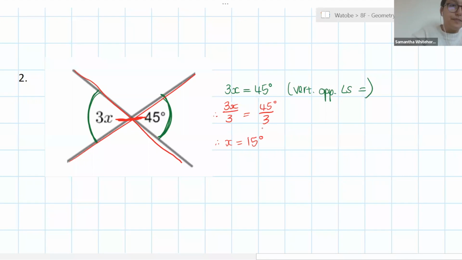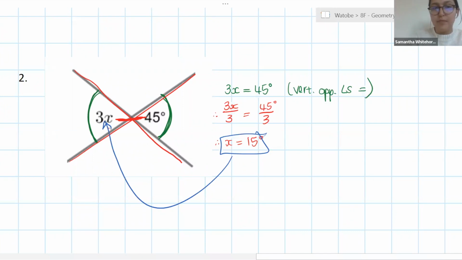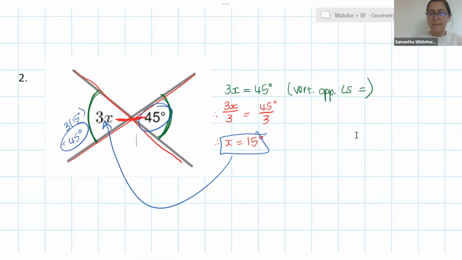Now, again, if you want to check yourself, take your answer and substitute it back into your diagram. 3 times x, so 3 times 15 is 45. And you can see that your two angles that are vertically opposite each other are equal in size. And so we've correctly worked it out. Well done, Mpo. Thank you for helping us.